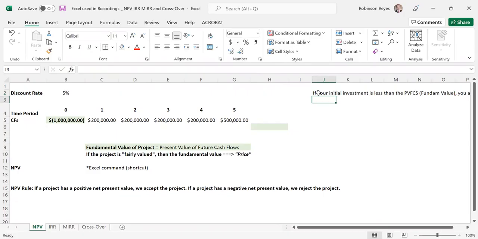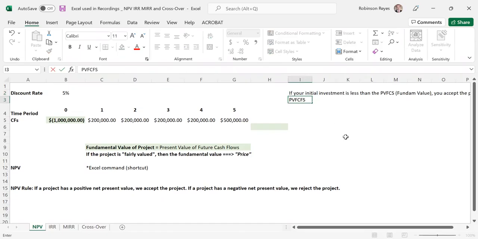Okay, and the way we do this is, well, we bring these cash flows to the present value and then we subtract the initial investment. So if your initial investment is less than the present value of future cash flows, minus initial investment, should be positive. And by the way, that is the net present value. If positive, you accept.